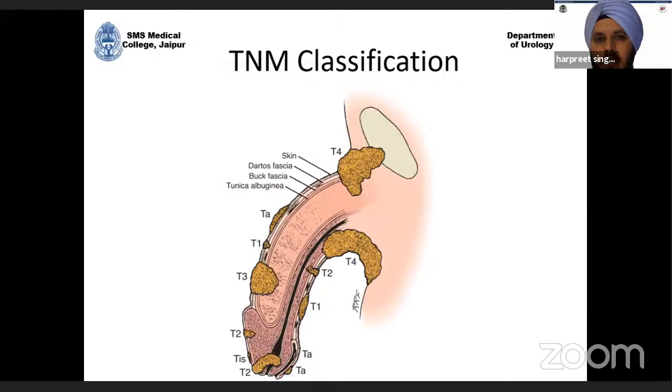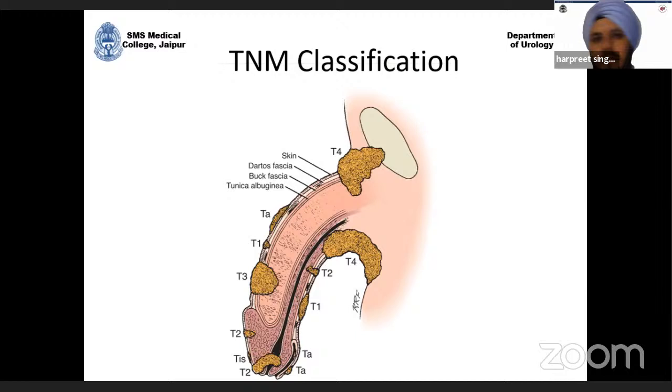For the T1 of the glans, the tumor must invade the subepithelial connective tissue, that is the lamina propria. For the foreskin, the tumor invades the dermis, the lamina propria, and the dartos. For the shaft, any part of the shaft can be involved. The tumor may be present between the epidermis and up to the corpora cavernosa.